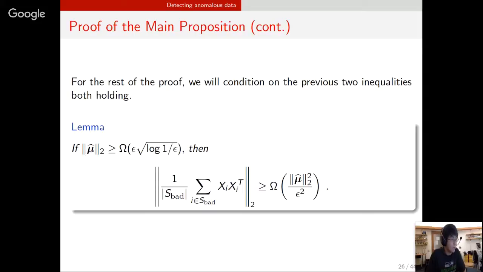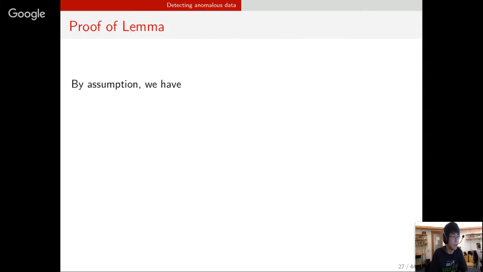If the two norm of mu hat is large, at least omega of epsilon square root log 1 over epsilon, then we have the following: the empirical second moment of the bad points has large spectral norm. It's at least the 2 norm of mu hat squared over epsilon squared. All right, and this is the key lemma for us. Let's see how to prove it.